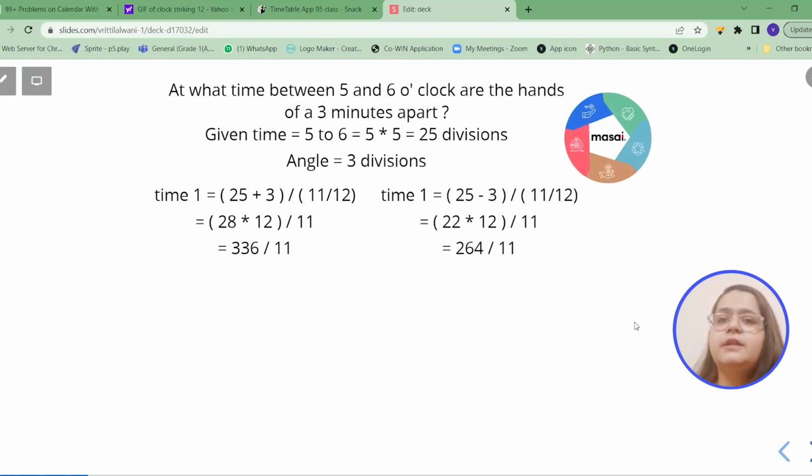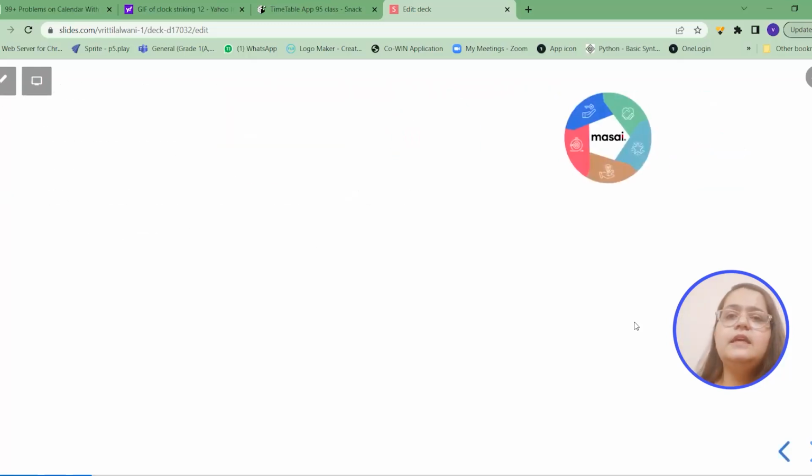Similarly, the other time, that is time 2, would be 25 minus 3. So 25 minus 3 will bring to you 22 into 12 by 11. That is, it will give you 264 divided by 11. Okay, so that would be again a traditional division method and you will get the answer. I'm not showing you the division again because I know now you are a pro with those divisions. You know the quotient is the minutes and the remainder is the seconds.